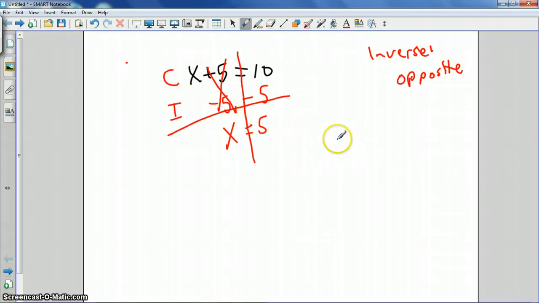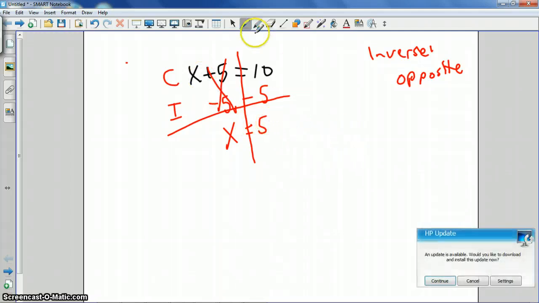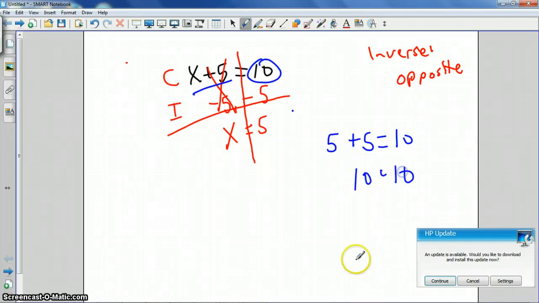And we can check it. If you take this 5 and put it in, so we're going to take this 5 and replace the x with 5, and add the 5 that was already there. If we did it right, we should get this 10. So let's add them and see. 10 equals 10. All right.